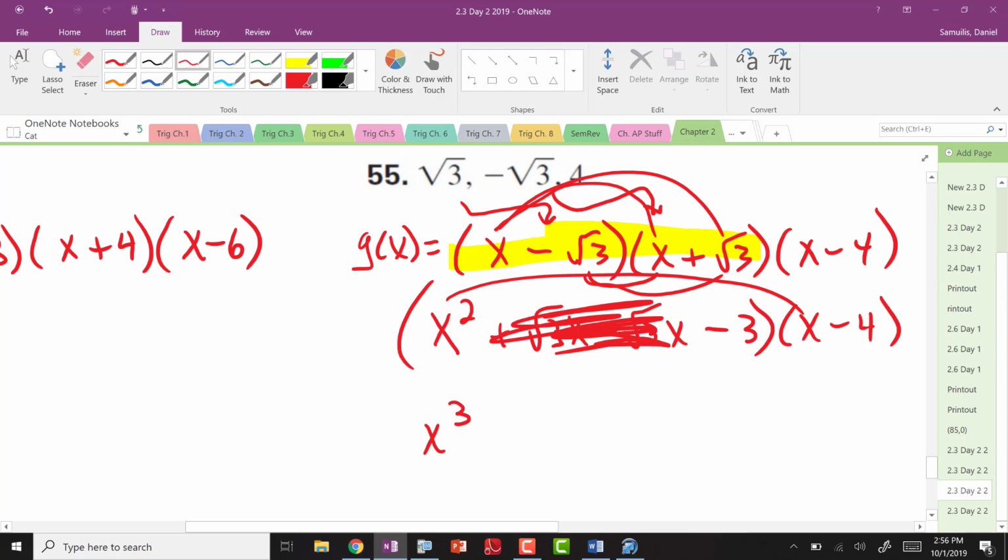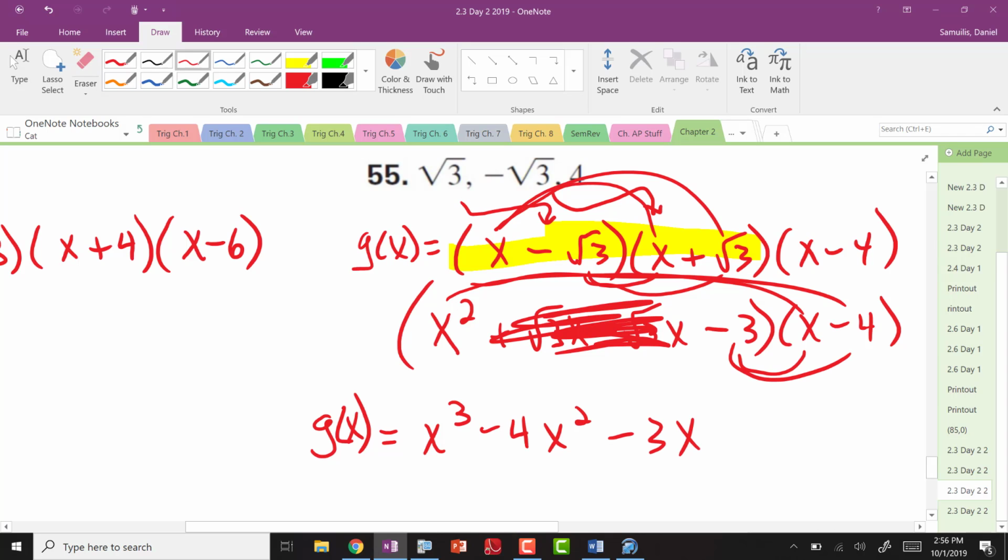I don't understand why the kids can't FOIL. I really don't. It makes me cry at night. Minus 3 times x. And minus 3 times minus 4.